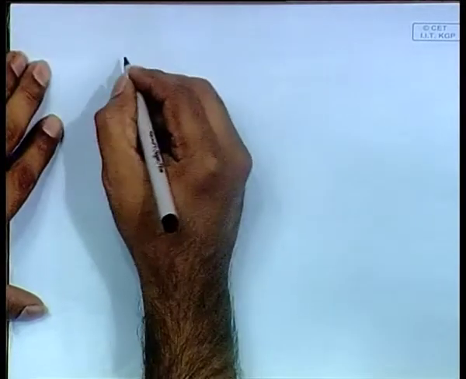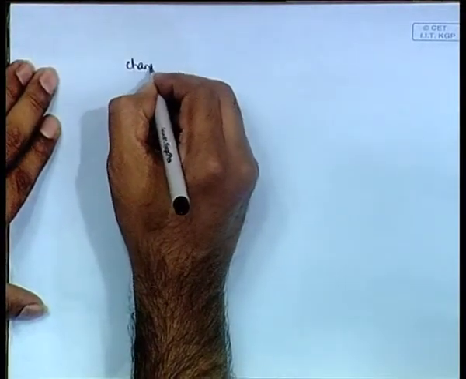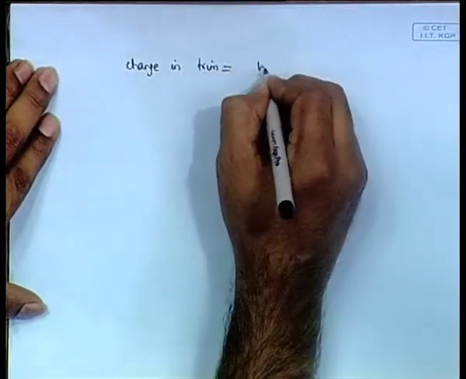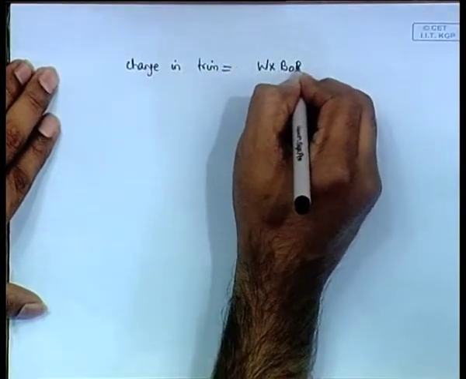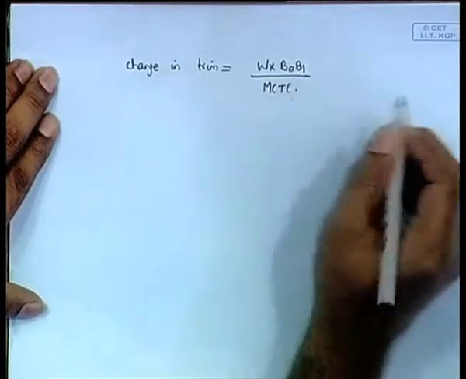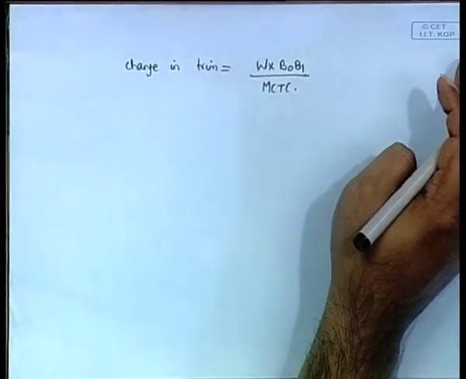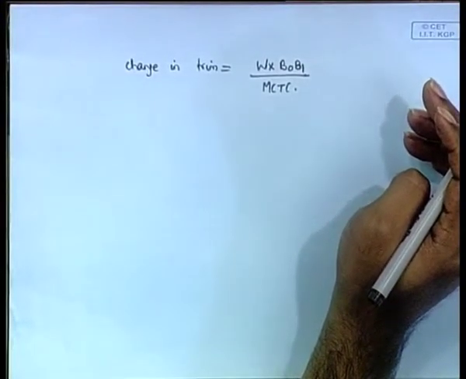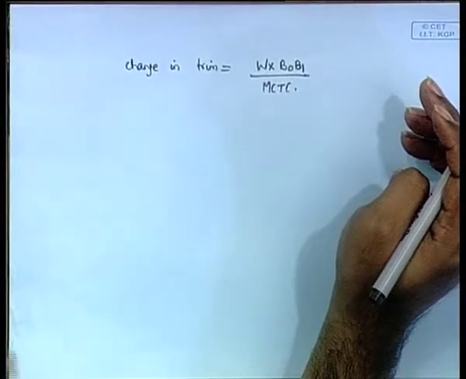And therefore, the change in trim becomes W into B0B1 divided by MCTC. This is the direct formula. We say that the change in trim is equal to the moment producing the trim divided by MCTC. The moment producing trim is W into B0B1.